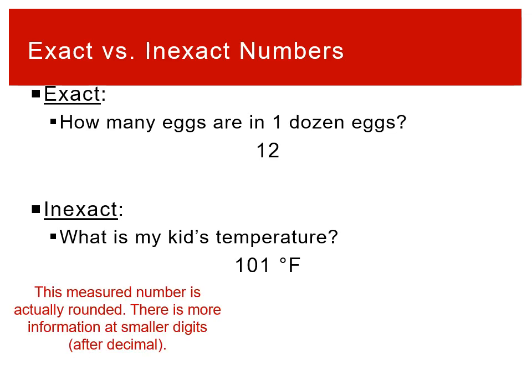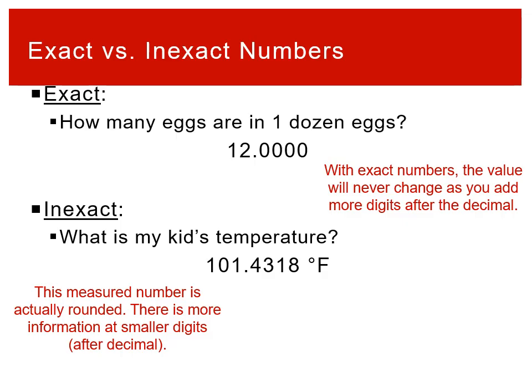So this inexact number is rounded. When we say the temperature is 101, that's not exactly perfect. There is more information. There are additional digits past the decimal point that we're not representing. So 101.4318. Those digits keep going, and they can be anything, right? You could tell based off rounding the kind of possible values, but there still are values there.